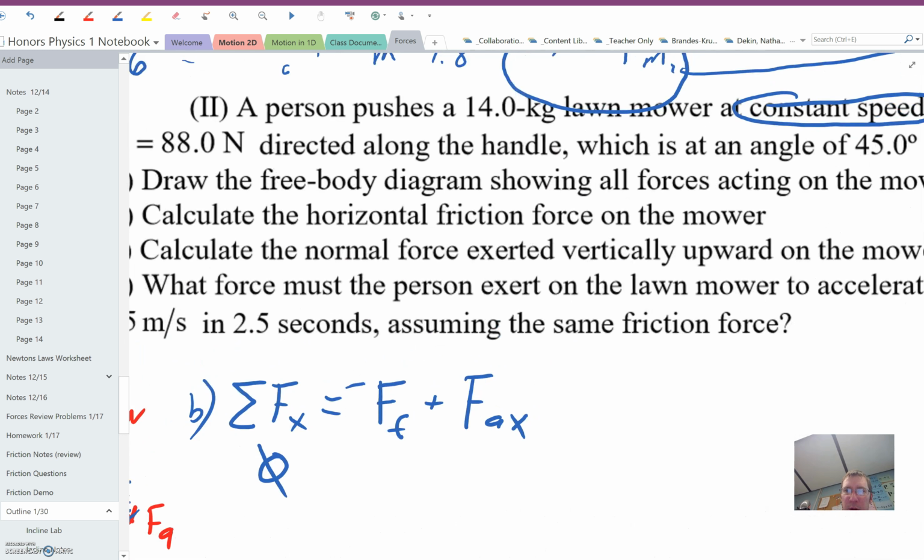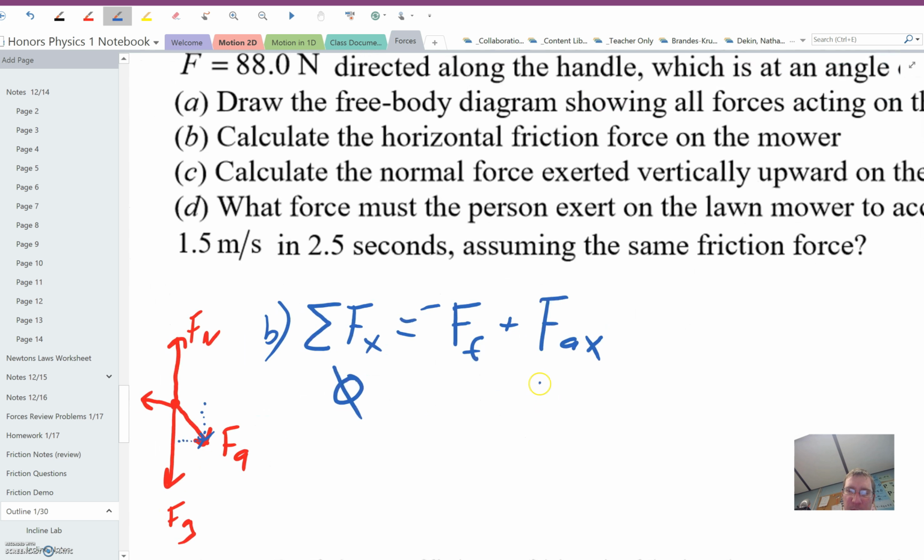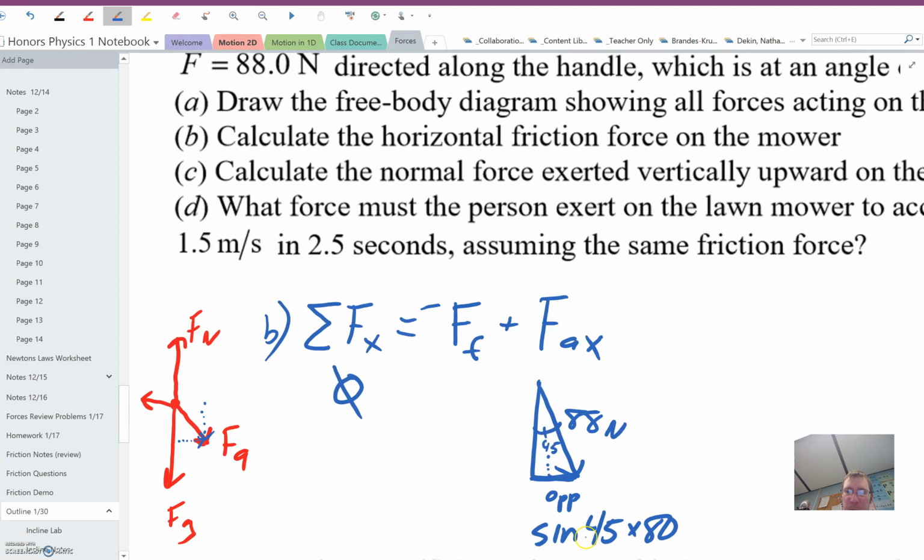We're dealing with a 45-degree angle and a force of 88. So that means we're pushing with a force of 88 newtons at 45 degrees. Here's my angle. This is my opposite side. If I want to know what this horizontal component is, I'm using the opposite, and that is a sine function. That's going to tell us our force applied in the x.